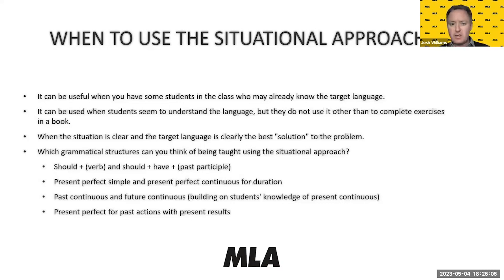Some things can you think of using the situational approach? Okay, so we had a look at should, and so should plus verb, so for present or future advice, and should have for past advice or regrets. Present perfect simple and present perfect continuous for duration. Okay, so you can draw pictures of someone 2 years later, arriving in a city, living there, still there, and you can say, can you tell me a sentence?